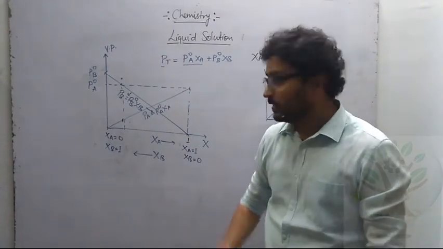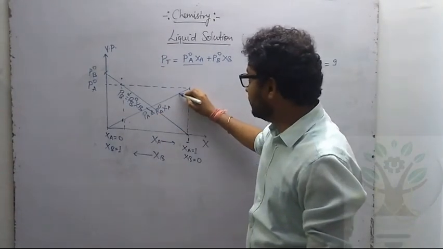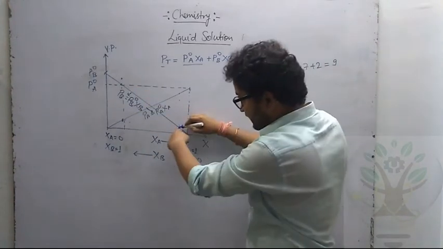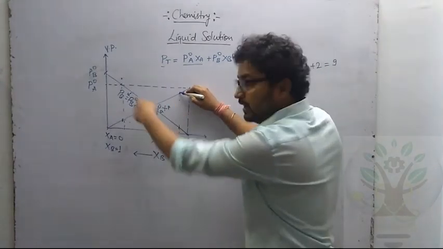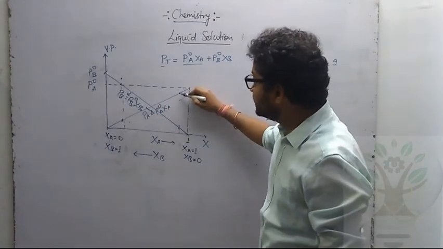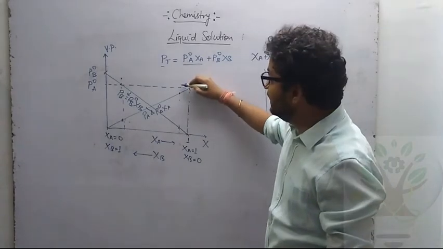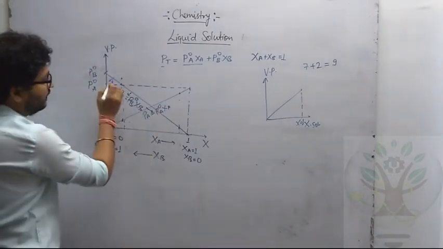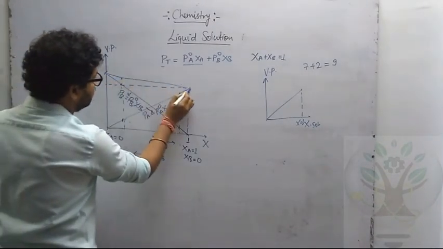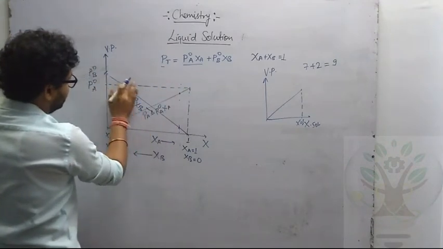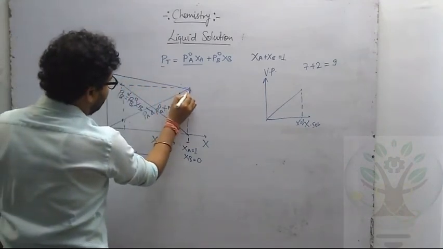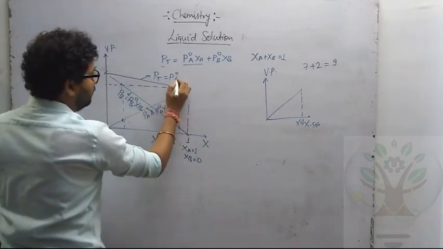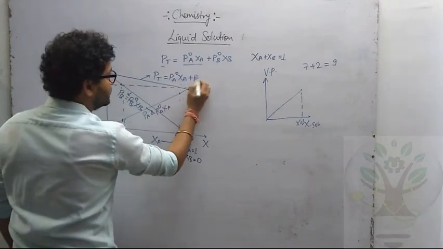Similarly, if I talk about this point, what is this? This is pressure due to B. What is this? This is pressure due to A. If I sum them, the total pressure will definitely be greater than either of these two. Let's say it is coming here. So if I keep joining these points, I will get a graph like this. Are you getting this? Again a straight line. And this graph belongs to PT equals P naught A into XA plus P naught B into XB.